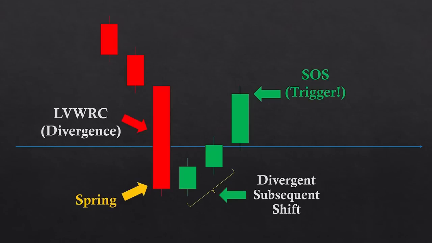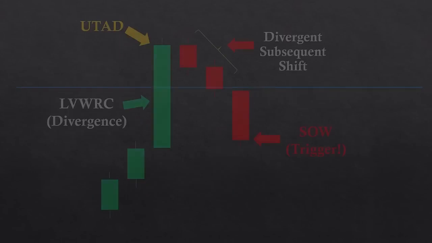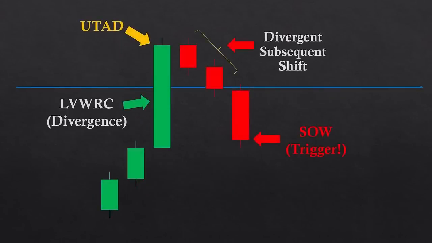In the case of a distribution, we have the same situation but upside down. We'll see a low volume wide range candle breaking the upper limit of the range. That's the first divergent signal. The second divergent signal happens with the subsequent shift. One of the common triggers is to wait for a sign of weakness candle to appear, indicating that buyers have been maneuvered by the upthrust after distribution, and now price is truly headed to the downside.